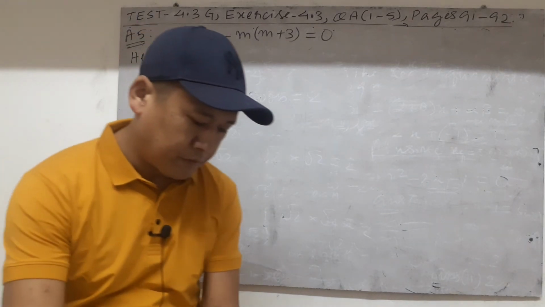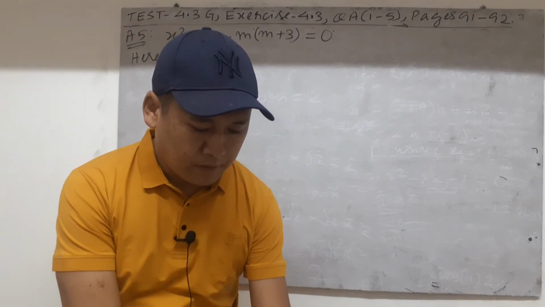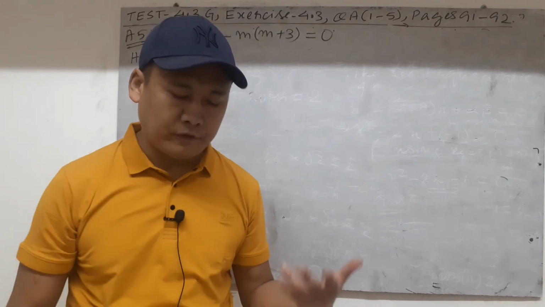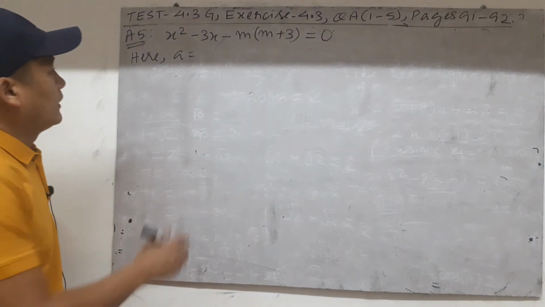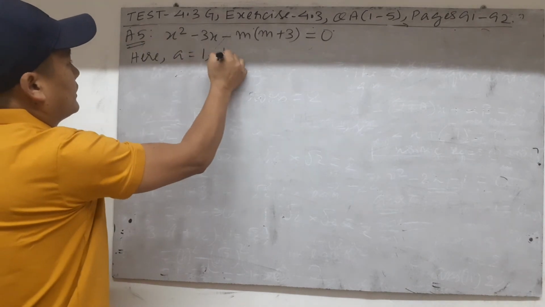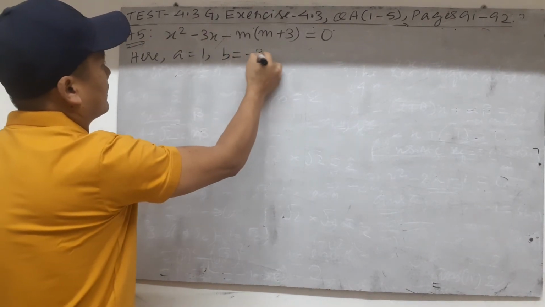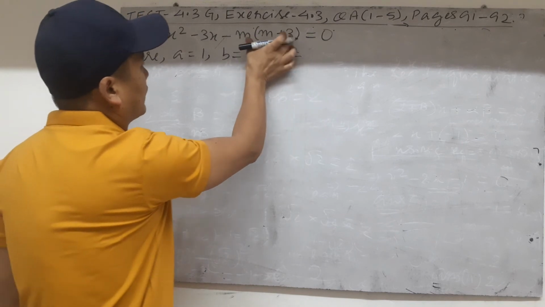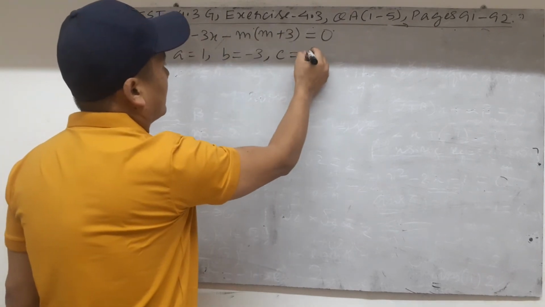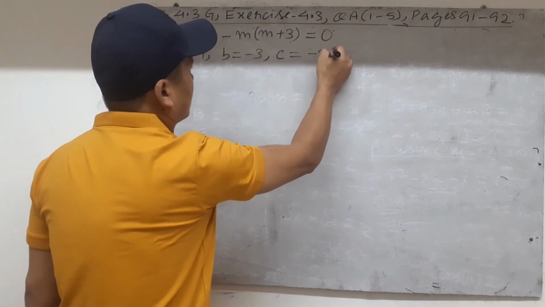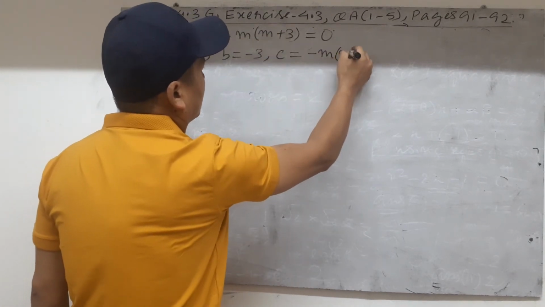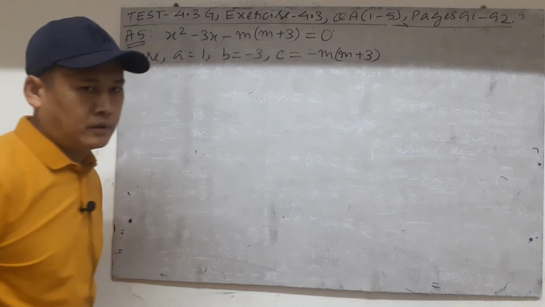Read the question. The roots of the quadratic equation. We have to find the roots, so we have to do one of the solving methods, right? a is equal to the coefficient of x squared, 1. b is equal to the coefficient of x, minus 3. c is the part having no x squared and no x, the one remaining after this x, including minus m and this one, m plus 3.